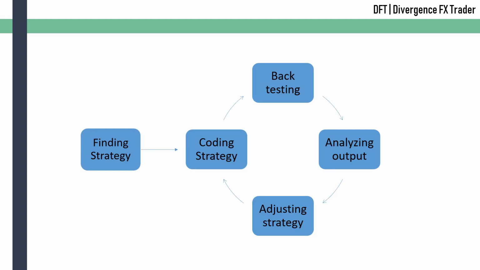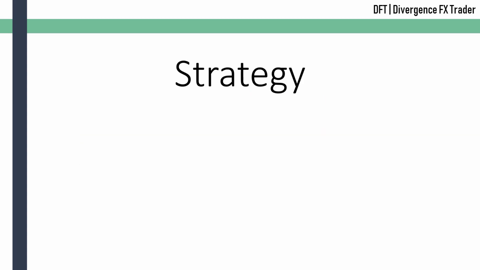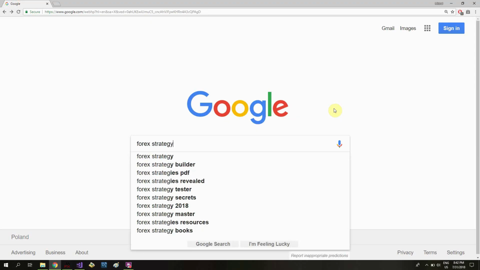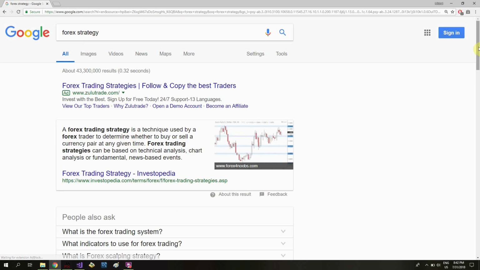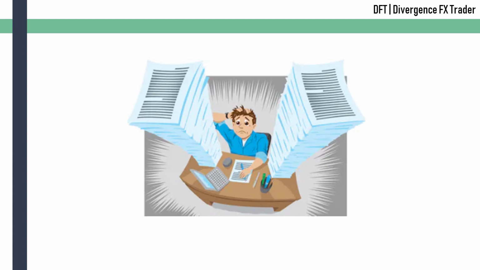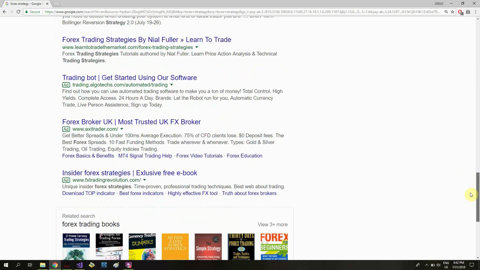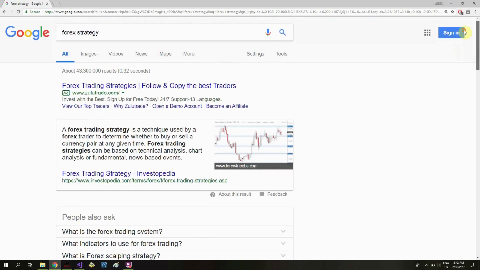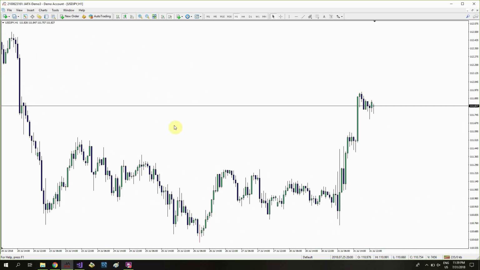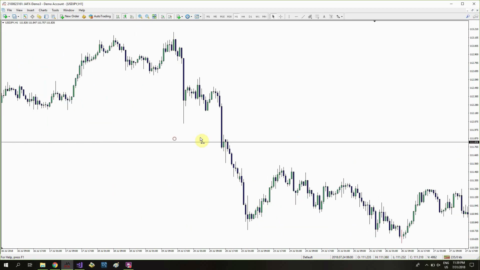Okay, the project cycle. You may remember this model from last episode when I talked about the agile methodology. The first step on the cycle is to find the right strategy. As you can see, there is so much content available on the internet regarding forex strategies, and believe me, most of that stuff is rubbish. So, instead of wasting our time on those fake strategies, let's focus on the market structure and price movements. If we look at the chart, we can see that the price is moving in a specific pattern.